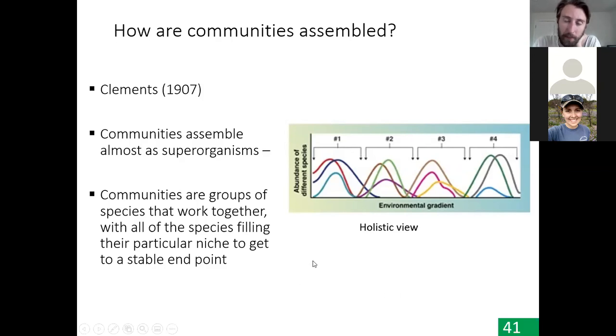So that's Clements' view, that communities are co-evolved superorganisms. They've been interacting with each other over evolutionary time in such a way that they're codependent on each other, and you get the communities assembling as superorganisms where each species has a role to fill, a niche to fill.